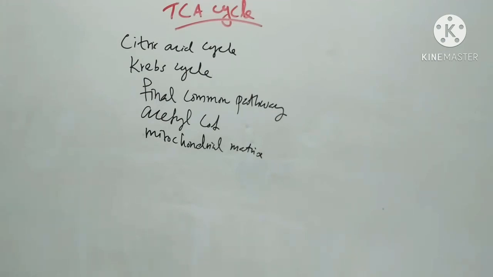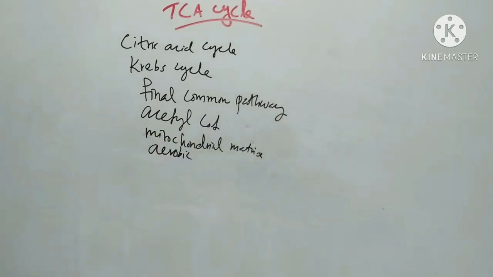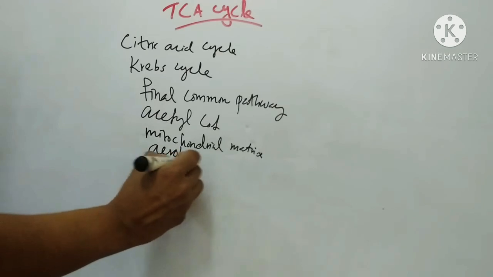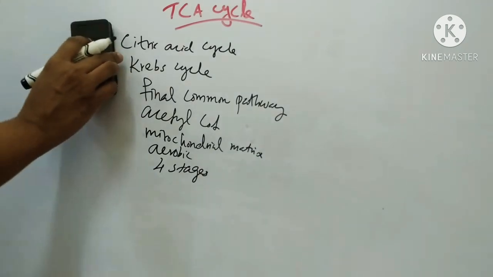The whole process is aerobic. It requires oxygen as the final oxidant of the reducing equivalents. Anoxia or hypoxia causes total or partial inhibition of the cycle. The reactions of the citric acid cycle are divided into 4 stages. So we will see each stage one by one.